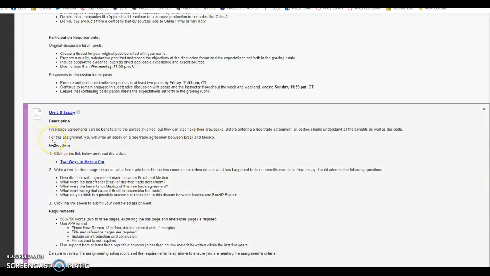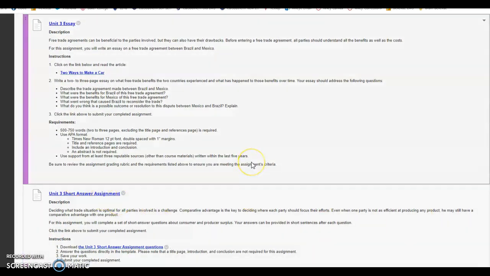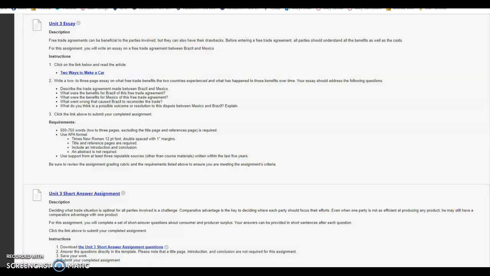Again, we're going to have an essay that's due this week, and it's called Two Ways to Make a Car. We'll go from there on that part. We also have that short answer assignment as well. So that's a brief introduction of what we're talking about this week and what we're going after.